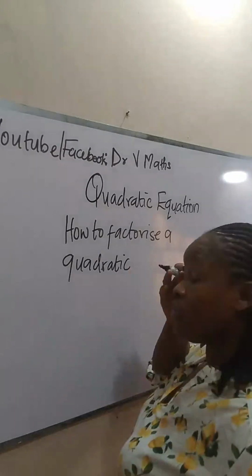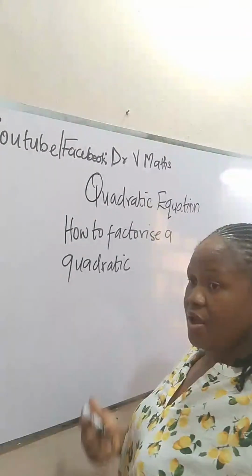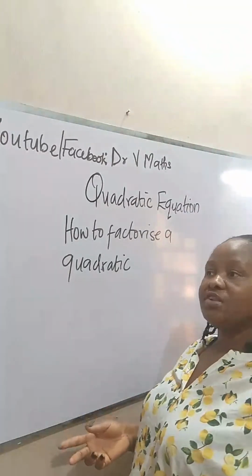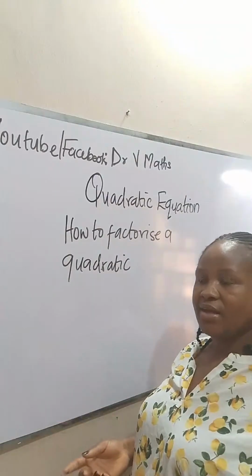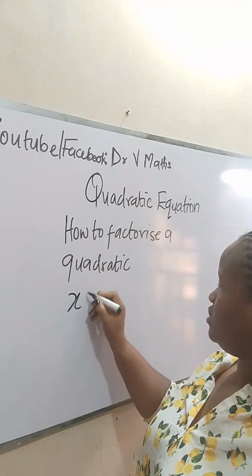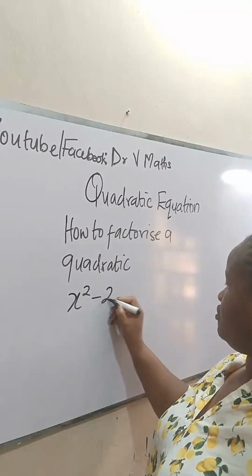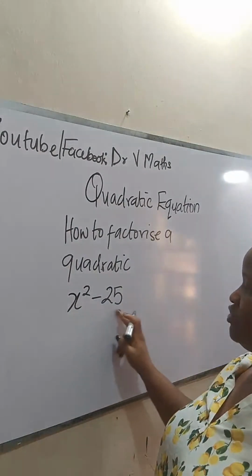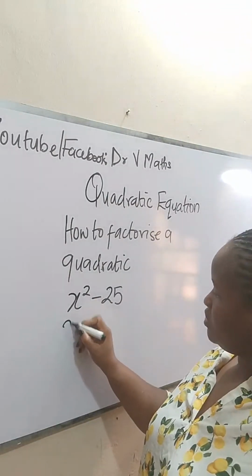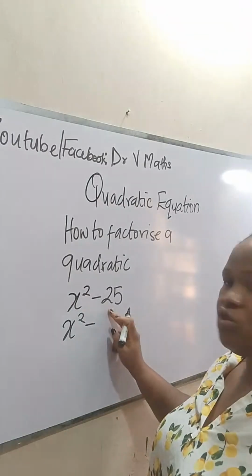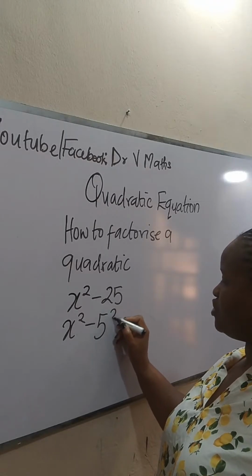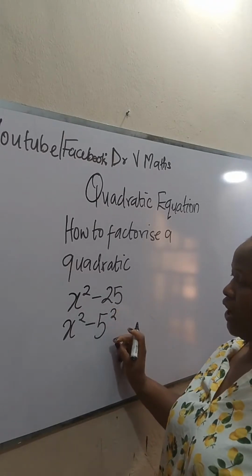So to factorize a quadratic, we have methods of solving, factorizing some of them. Take for instance, when you have an algebraic identity of this nature, we are given x squared minus 25, and you're asked to factorize. Here we can write it as x squared minus 5 squared, because 5 multiplied by 5 will give us 25. So these two are equal.